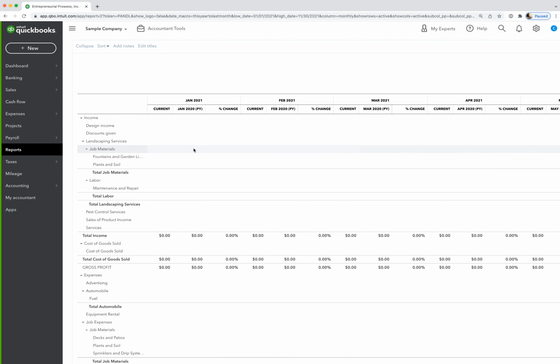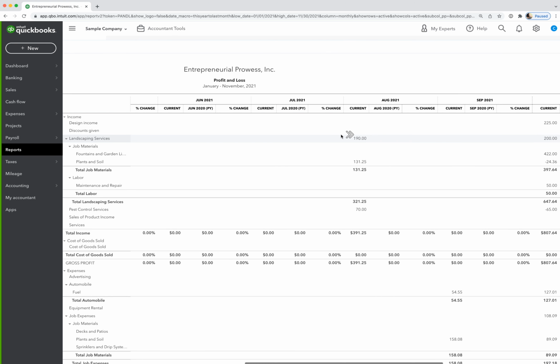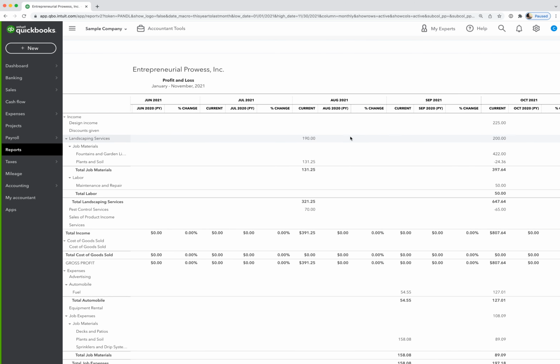Okay, so now you can see the month that we're showing for this year, and then down below, the same month that we're showing for last year, and the percentage change. So let's scroll over again to where we have some numbers, at least a few numbers. You can see in August, these are the current numbers, and then it would pull in the numbers for August of 2020, so last year, and the percentage change. So now you can really start to understand longer term growth.